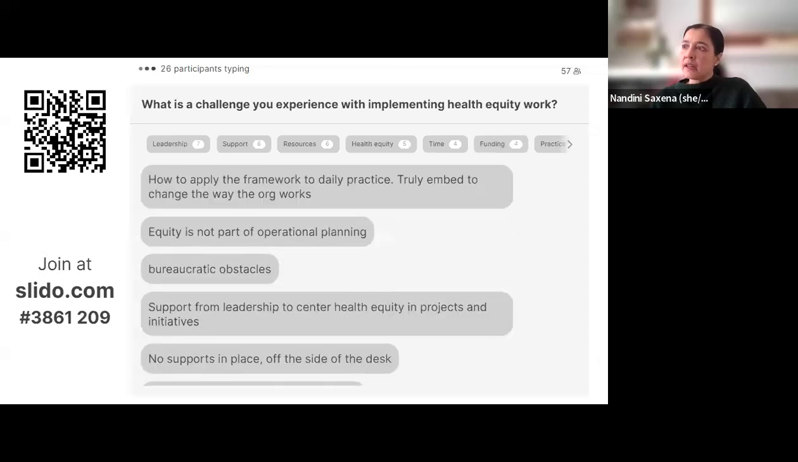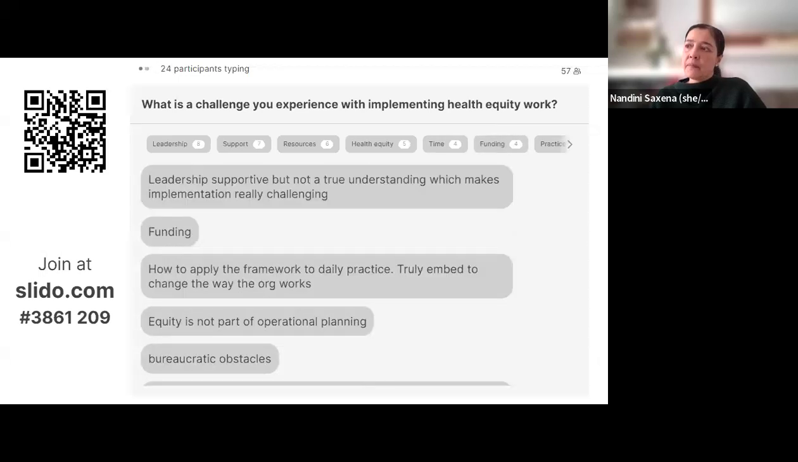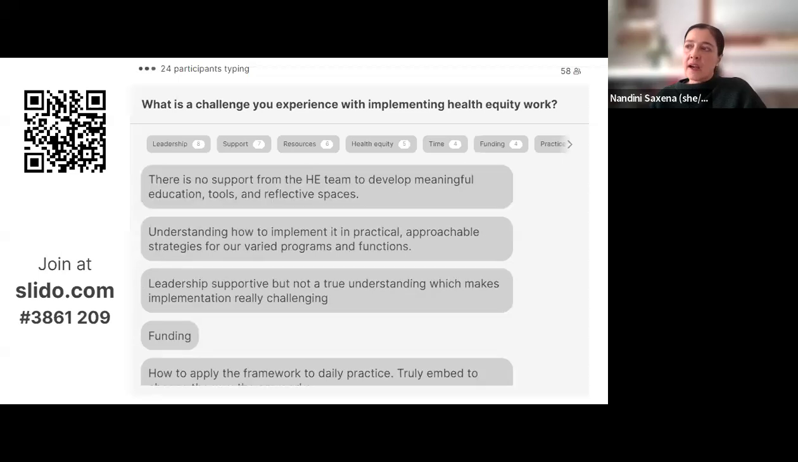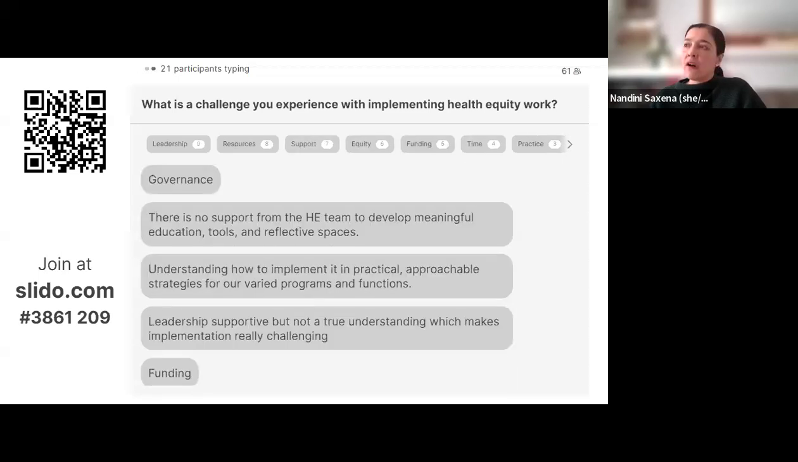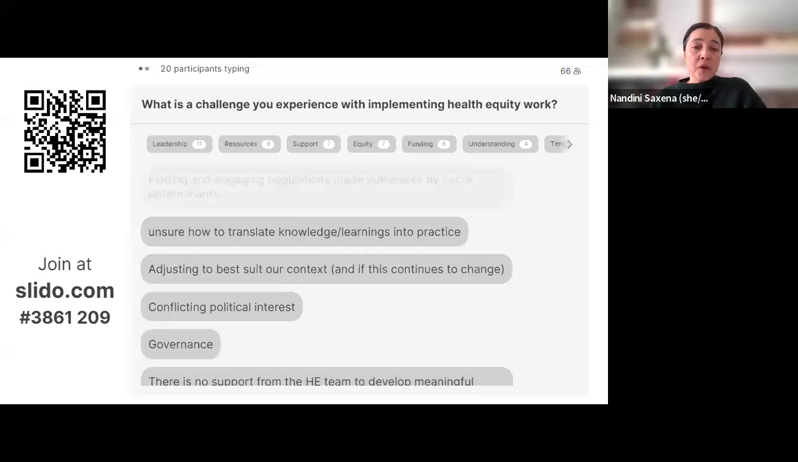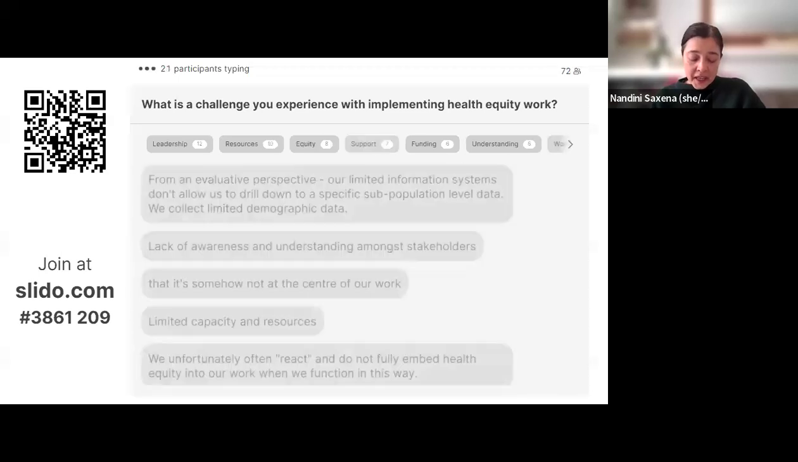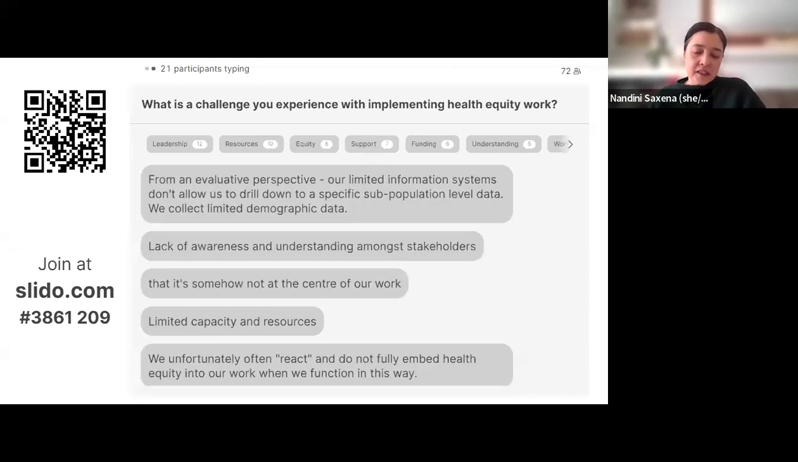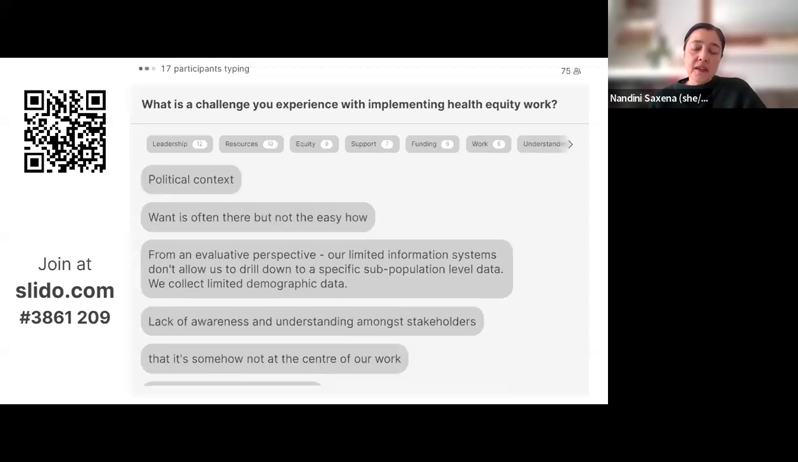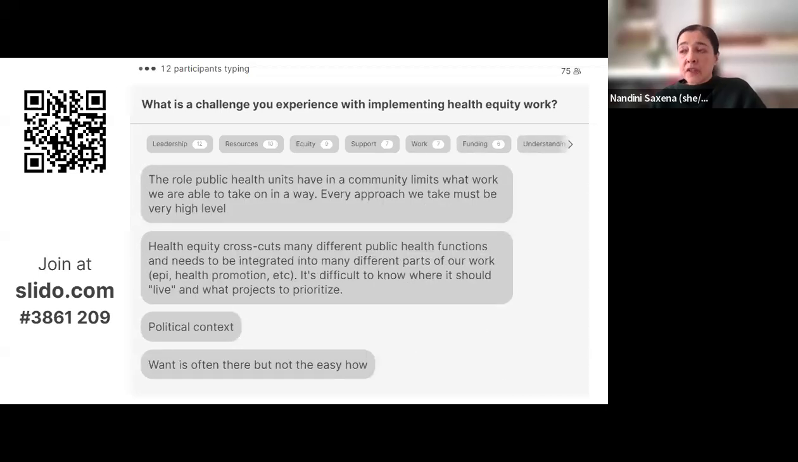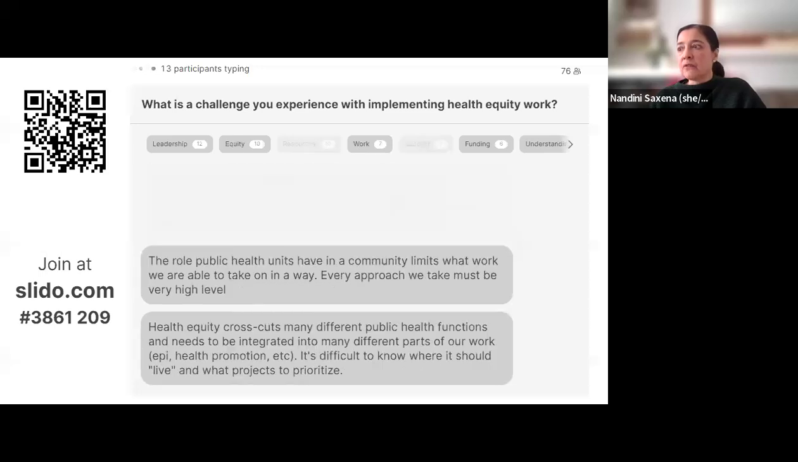Some managers don't get health equity, and there are no supports in place. And this is a piece of work that we're doing off the side of our work, even though all of us know on the line that health equity work is something that you need to center throughout an organization's work. The political context, absolutely. Thank you for naming that.